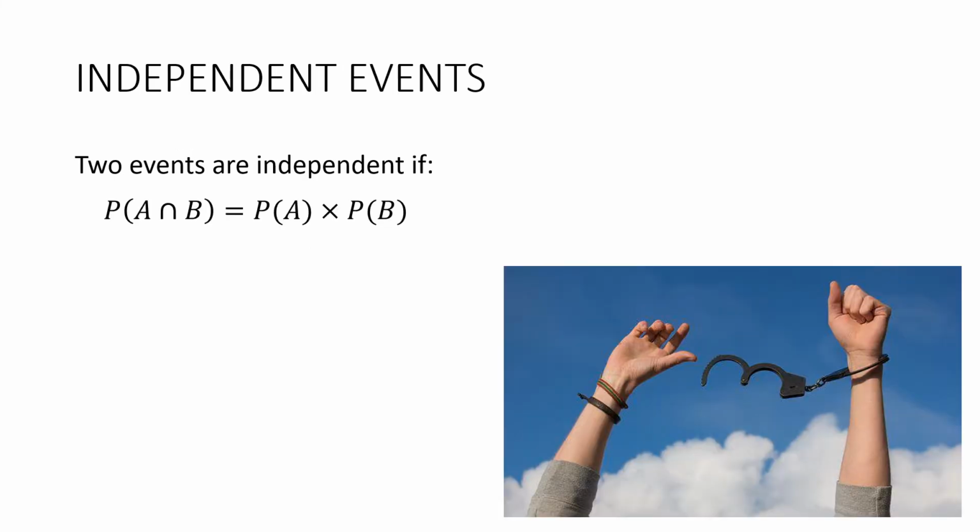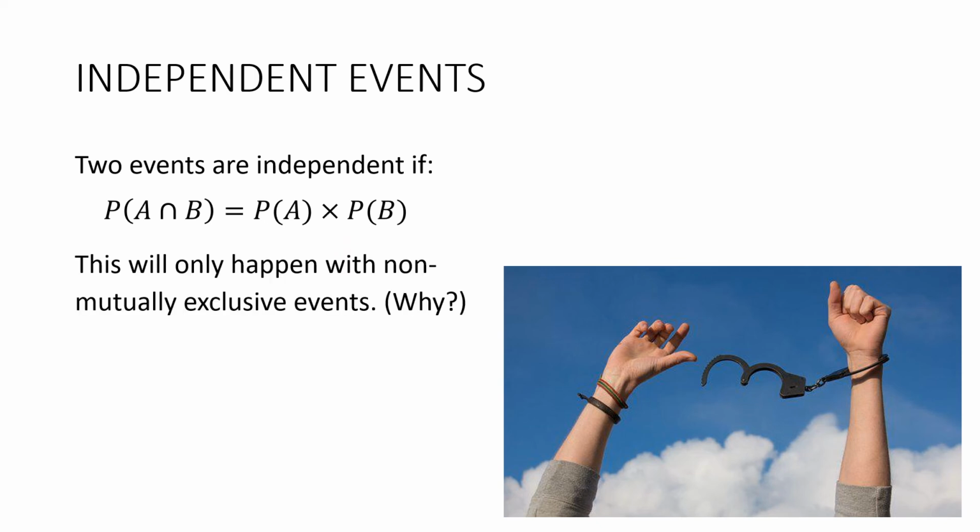And finally, independent events. 2 events are independent if the probability of A intersection B is equal to the probability of A multiplied by the probability of B. Now this will only happen with non-mutually exclusive events. And let's have a think about why that is. So do you remember what mutually exclusive events are? There is no overlap. We can represent them with disjoint sets.